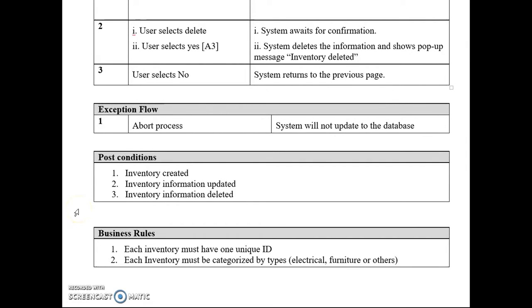Moreover, we have an exception flow, which is abort process. System will not update to the database. And we have post condition like inventory created or updated or deleted. And business rule is here each inventory must have one unique ID and each inventory must be categorized by types.